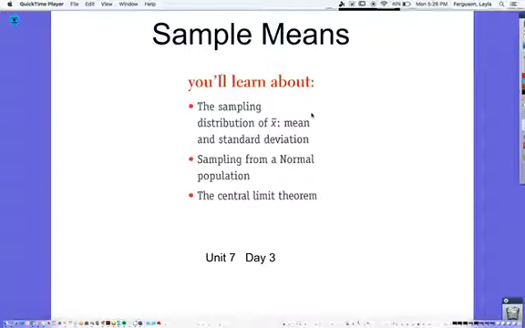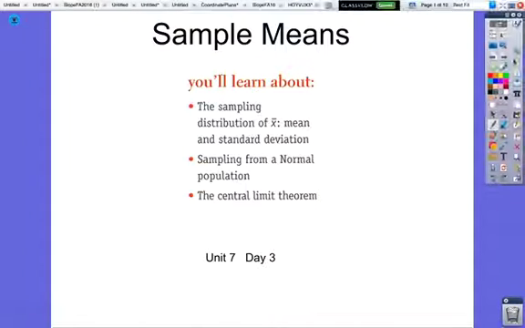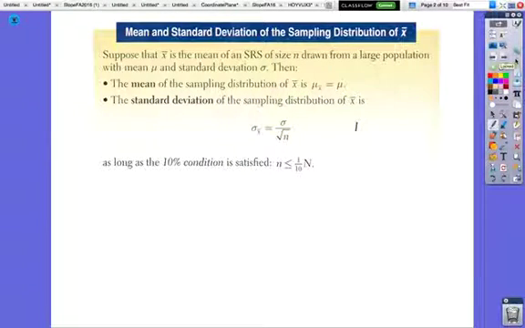This video is for section 7.3 on sample means. So we're going to begin by talking about the mean and the standard deviation of the sampling distribution of X bar.